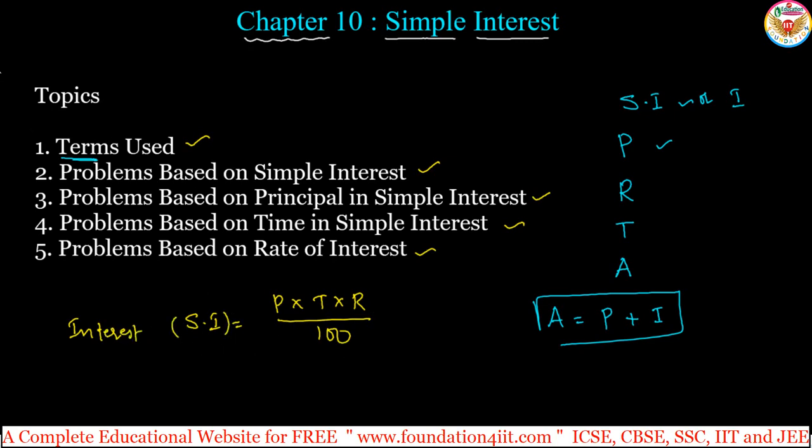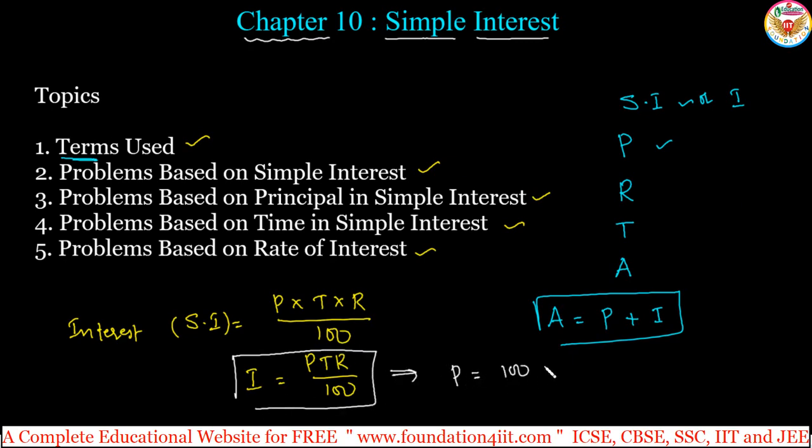Now based on this, SI is equal to PTR by 100. I'll just take it as I, nothing but interest. I is equal to PTR by 100. From this formula we can find principal, time and rate of interest separately. If you want only the P value, 100 into I by 100 is on the left side, so P is equal to 100 into I divided by TR.